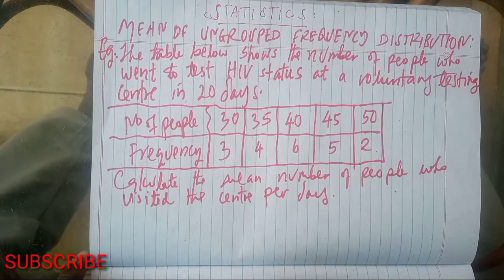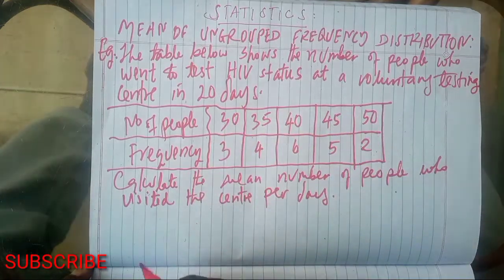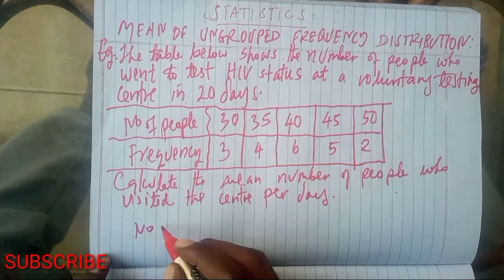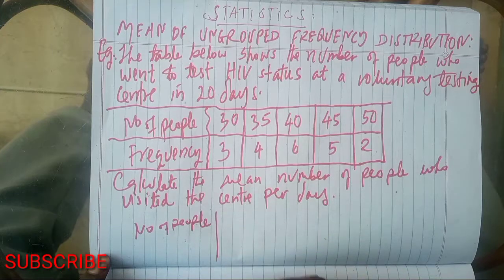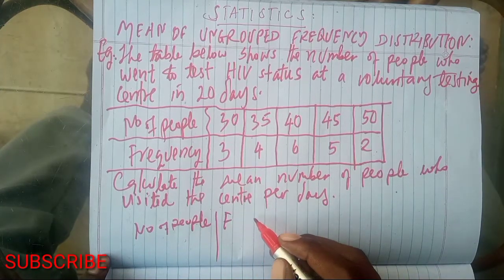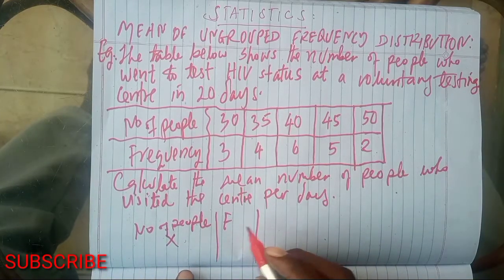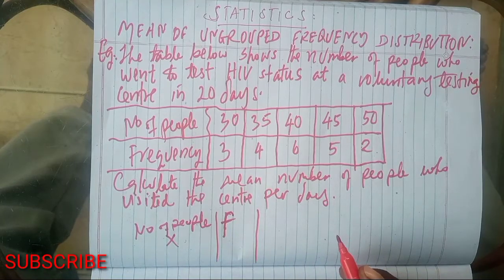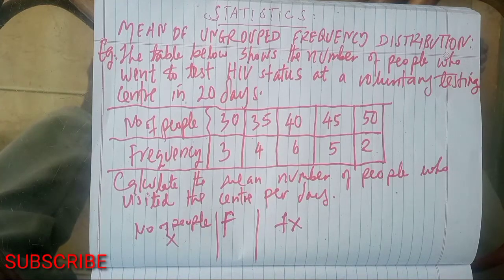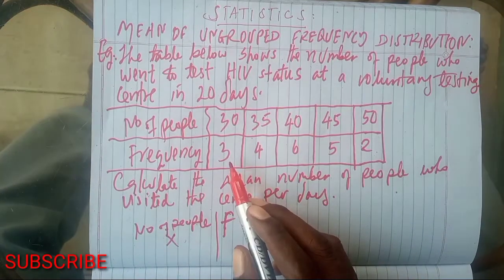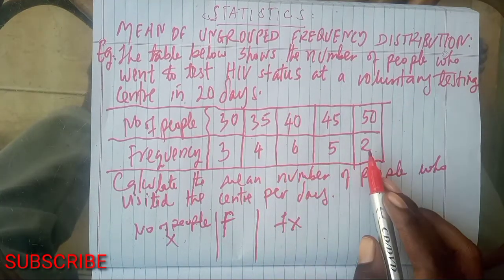Now that is because mean is equal to the sum over the number, and therefore we have to create the number of people, represented by x, and then the frequency f, and then we should have fx, meaning number of people who visited in 3 days, or in 4 days, or in 6 days, or in 5 days, or in 2 days.